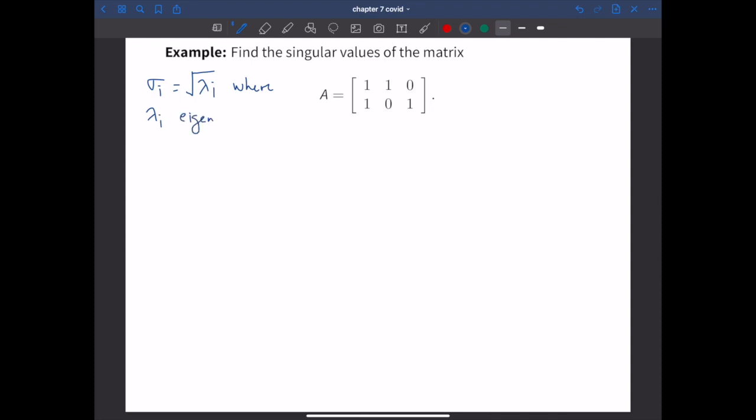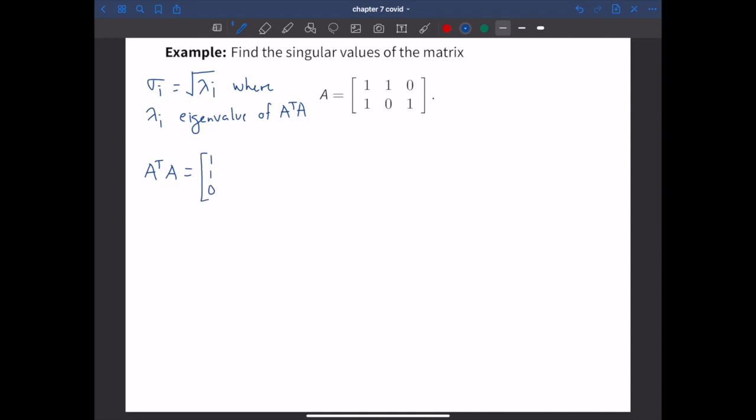We want lambda to be an eigenvalue of the matrix A transpose A. So even though we're looking for the singular values of the matrix A, we really need to compute the matrix A transpose A in order to find the eigenvalues. Okay, so let's go ahead and compute A transpose A.